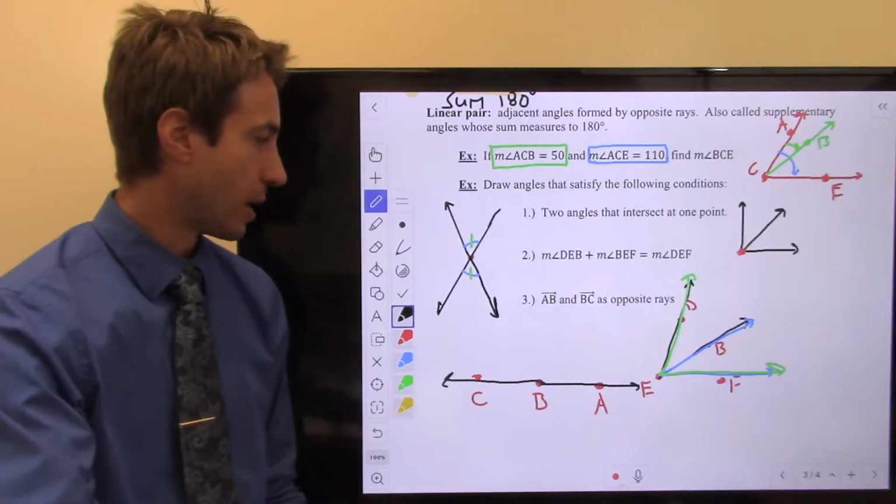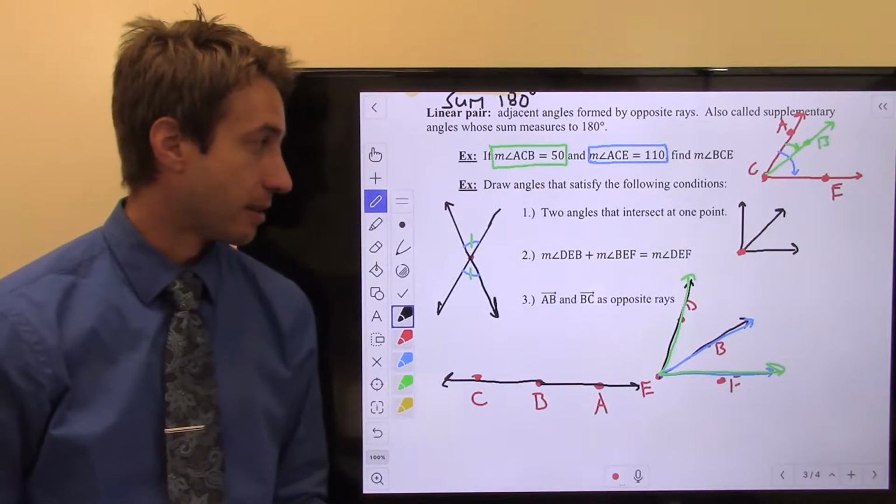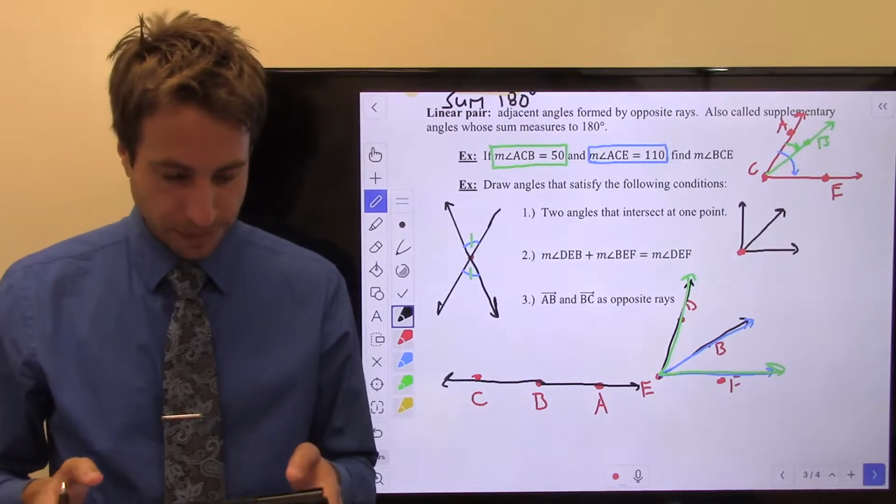All right? Two rays that form a straight line when you put them end to end. All right, guys, head on over to the next page of the notes.